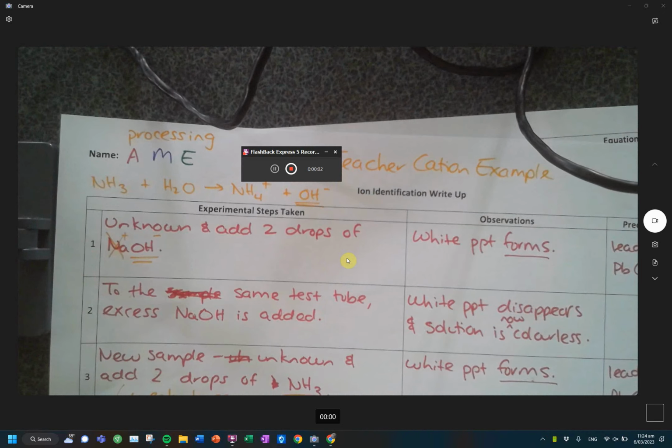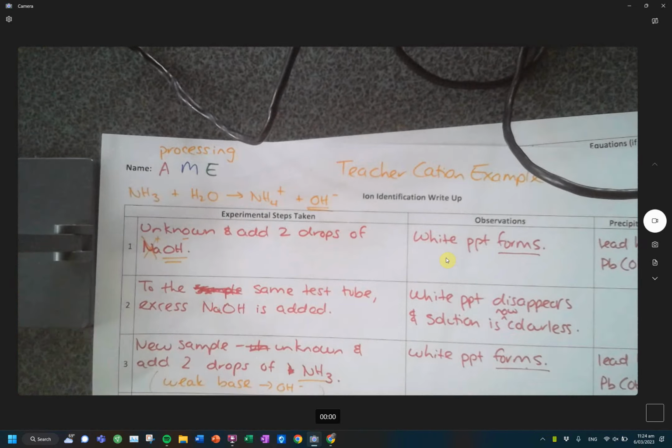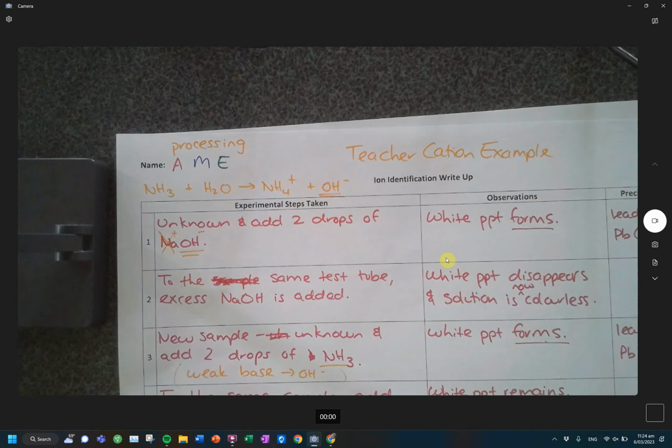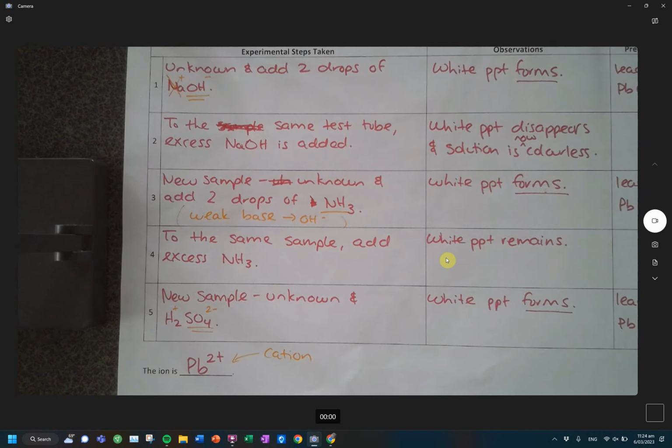Cool. All right, I want you guys to find the teacher example for the cation that we did last week. And last week, the one that we were looking at as our example was the lead ion. So that's what I want you to find. They're all at the front there. So find your lead write-up that we did with the teacher example. Grab as many as you want. There's more template papers at the front if you've lost it.